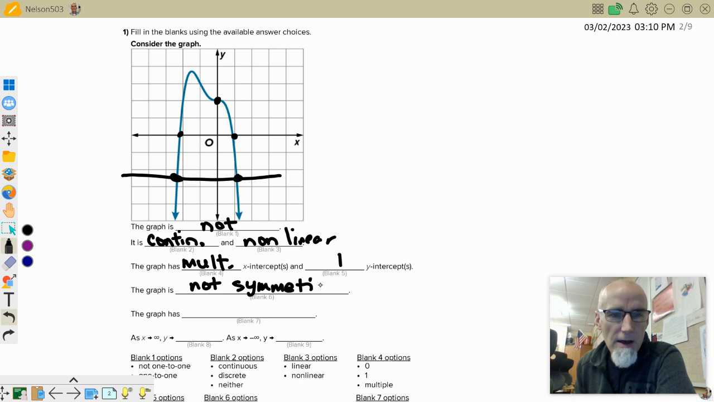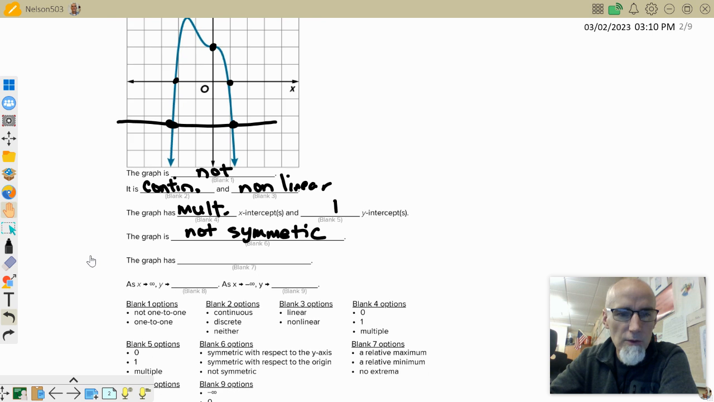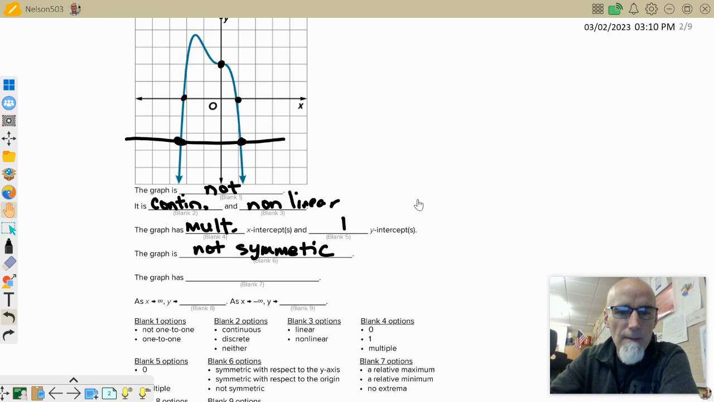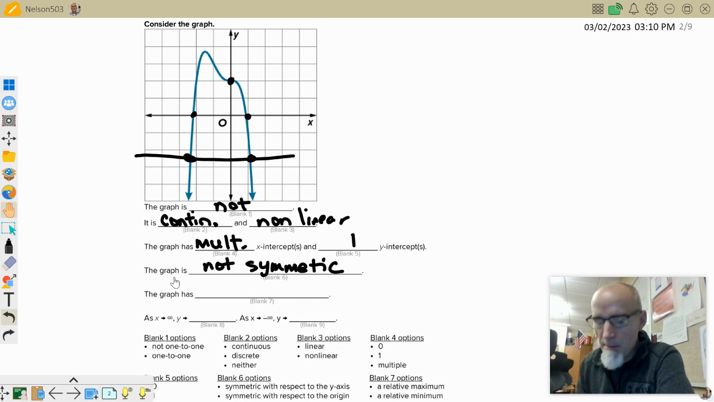Okay, and then let's see, what's the next one here? This is awkward having to scroll down there. The graph has, okay, so it has a relative maximum right up here, right? And then it looks like it comes down, goes flat, and then keeps on going down. So it only has a relative maximum. It doesn't have a minimum. So I'm going to say maximum right here. Okay, so maximum. And that's this spot right there.